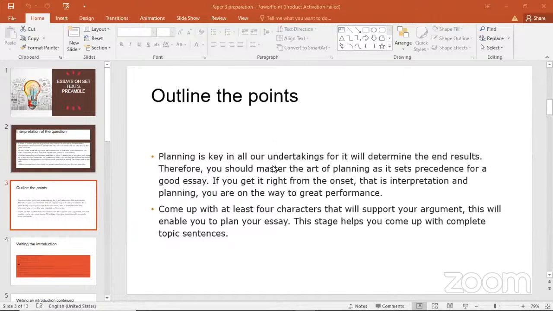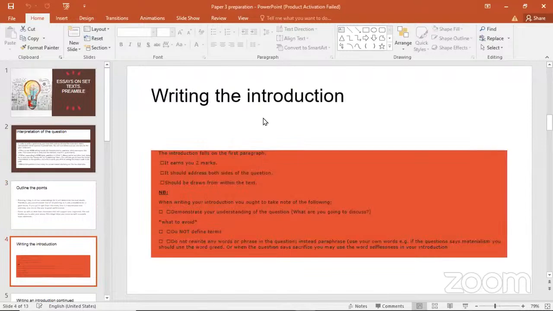So once you're done with that, now that we are on the same page as the requirements, we move now to writing the essay. And the first thing we look at is the introduction. Writing the introduction. As you can see here, the introduction falls on the first paragraph. I don't want to be Captain Obvious, but this is very important. Introduction falls on the first paragraph.